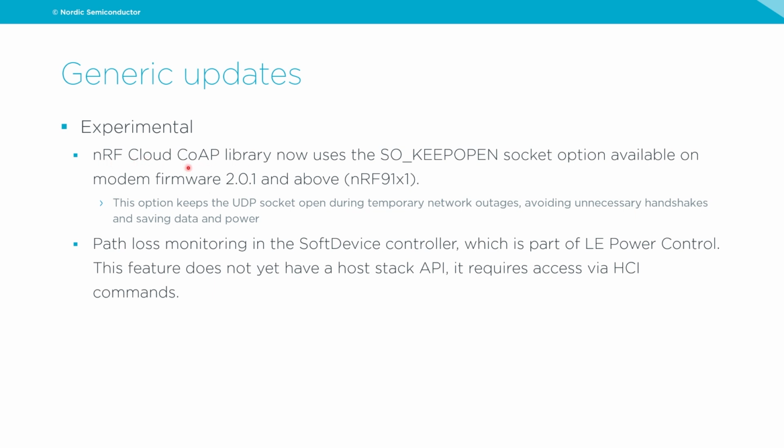The nRF Cloud CoAP library, which stands for Constrained Application Protocol, is now using the SO_KEEPOPEN socket option as experimental. CoAP runs on top of UDP, and this option keeps the UDP socket open during temporary network outages, avoiding unnecessary handshakes to reopen the socket. The immediate benefit is that you save data and power, meaning that you can both reduce data costs with the operator and also extend the battery life out in the field. One thing is that the SO_KEEPOPEN option is only available on modem firmware 2.0.1 and above.